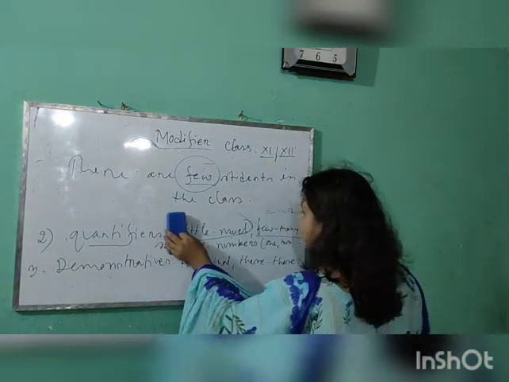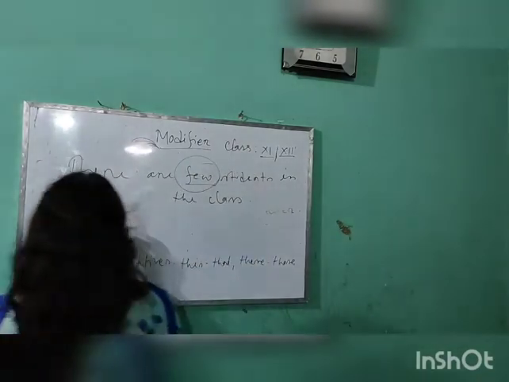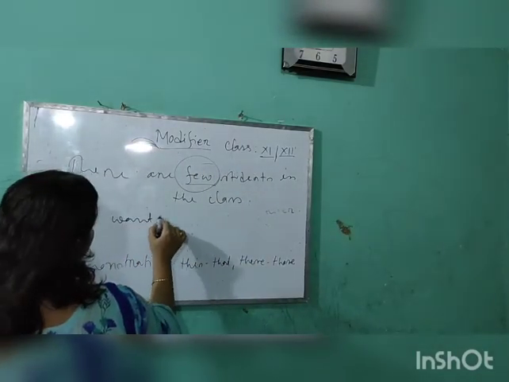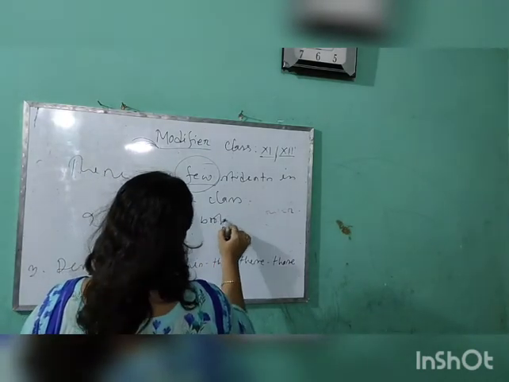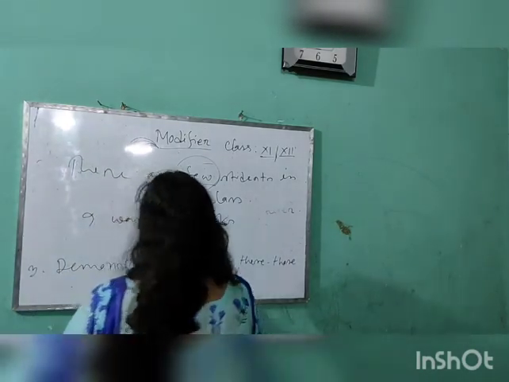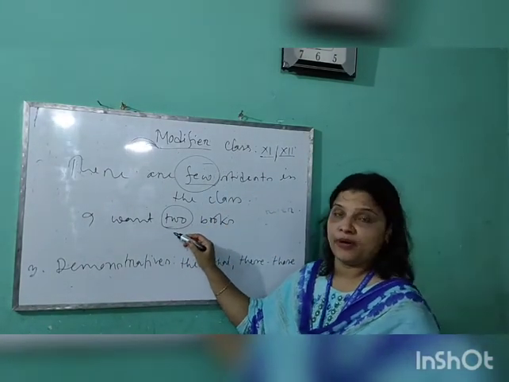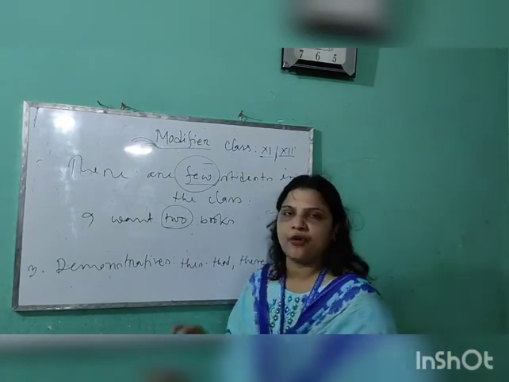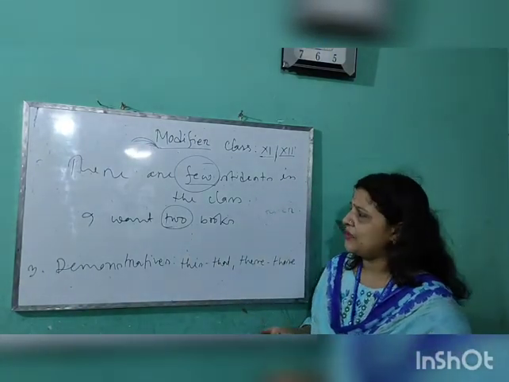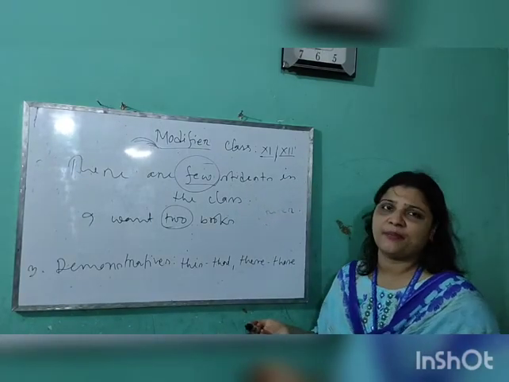Now let us see some other examples, like, I want two books. So this word two is an example of a quantifier. This is a number. How many books? Two books. Three books, four books, five books. Like, you can use many books, some books, few books. So it depends on the passage, okay?